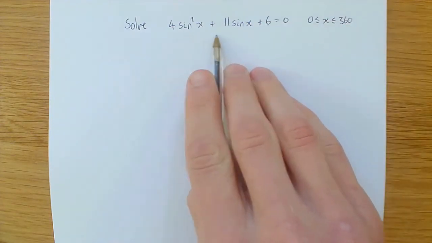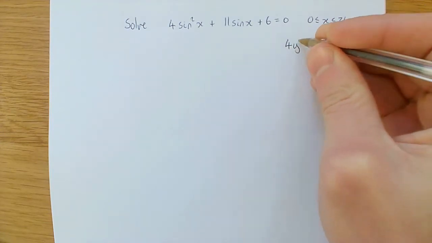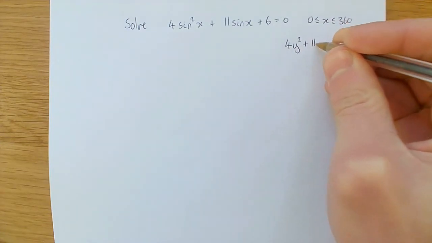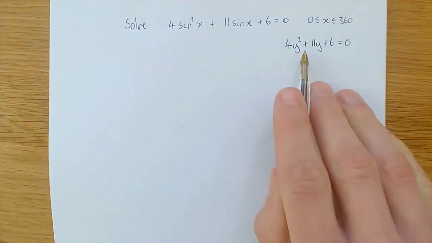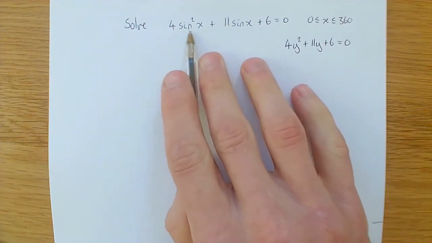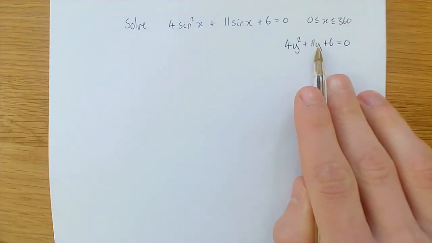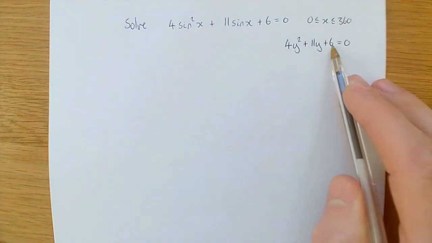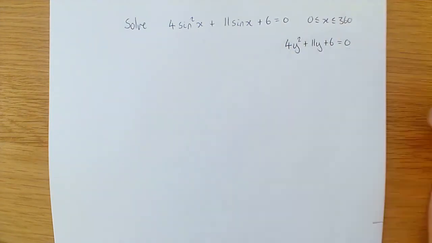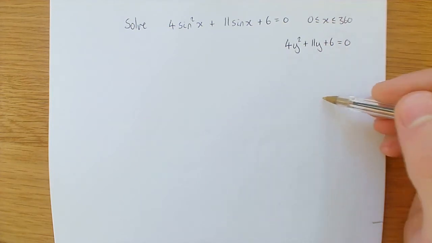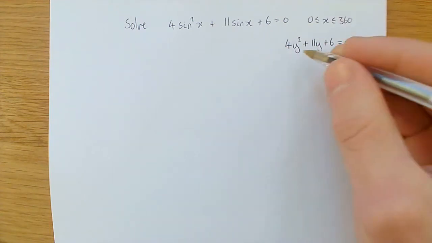So if I could parallel this equation and say, well, that's really the same thing as 4y squared plus 11y plus 6 equals 0. It's exactly the same equation if y was just sine x, because we're squaring sine x, and then we've just got a plus 6 added on the end. This will help us think through what we would do, and then hopefully we can use our answer to help us solve the original equation. So how would we go about solving that?